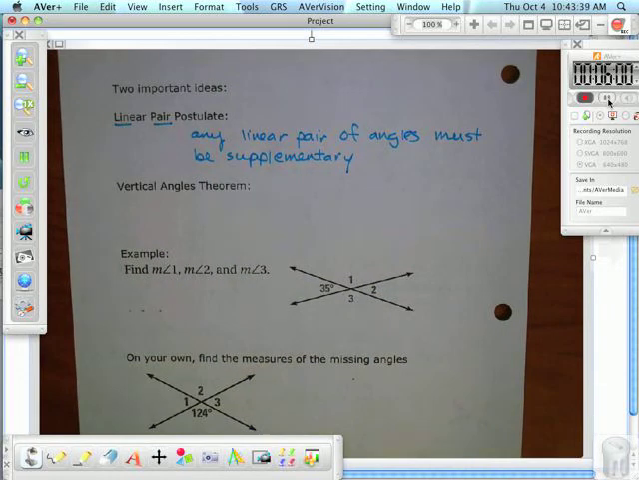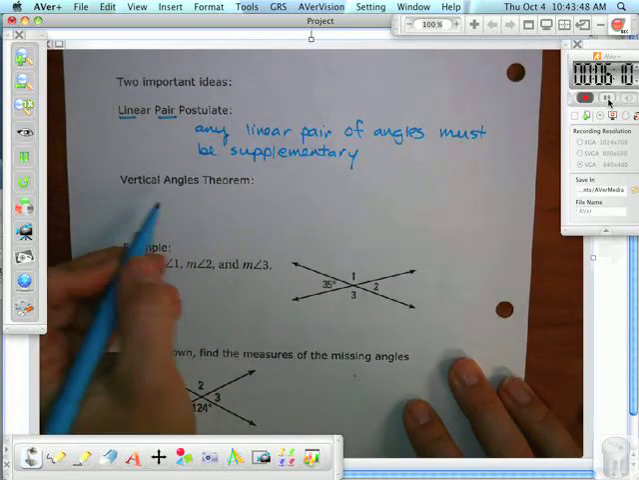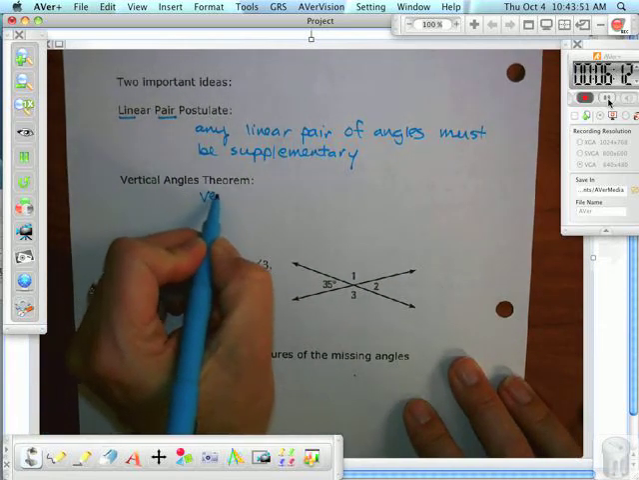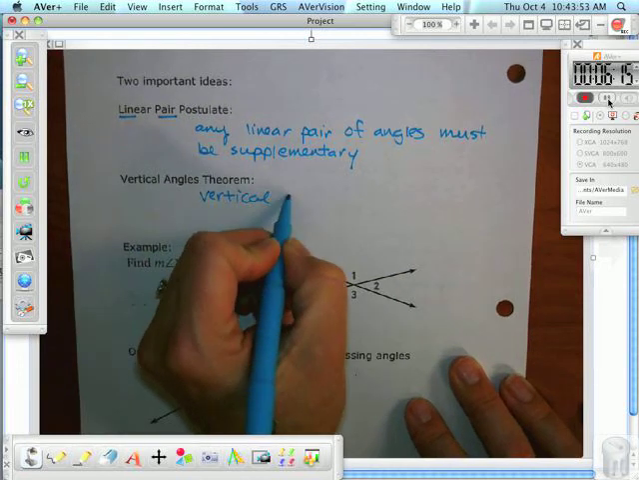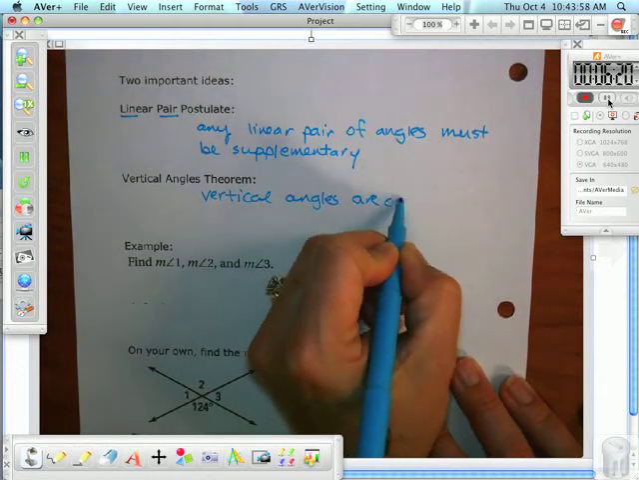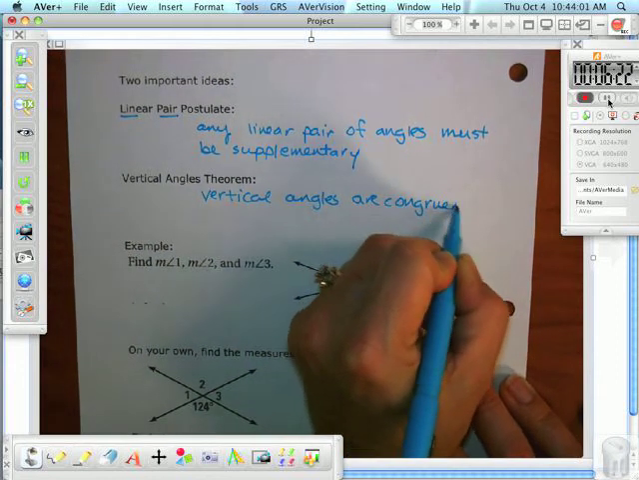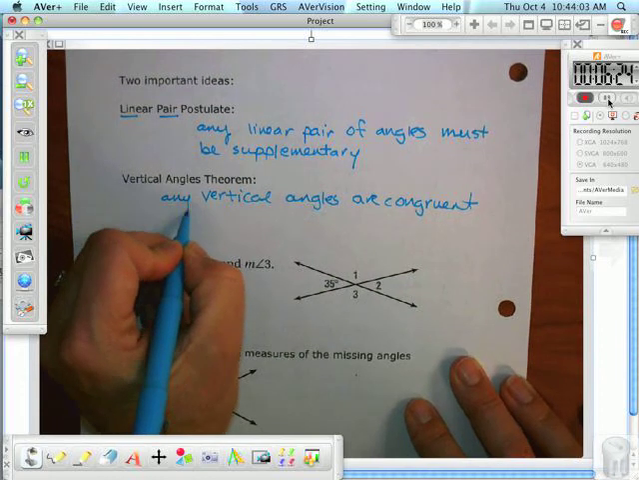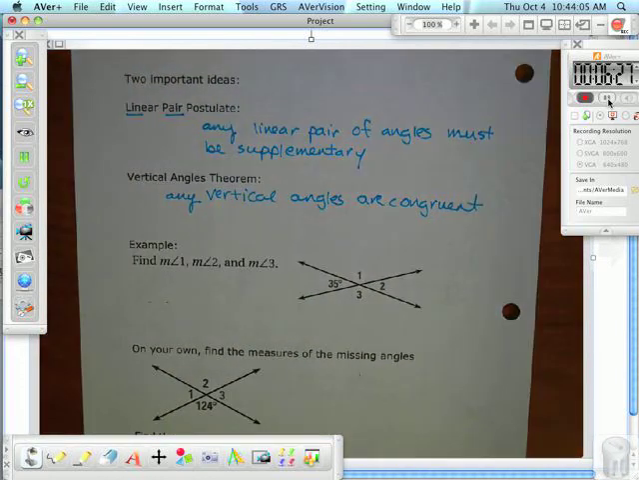This will come in handy when we're writing proofs later. If they're a linear pair, then they add up to 180. Okay, these are the things we need to know. Vertical angle theorem. We can say any vertical angles are congruent. Congruent meaning what? Yeah, they're the same size and shape. Any vertical angles are congruent.